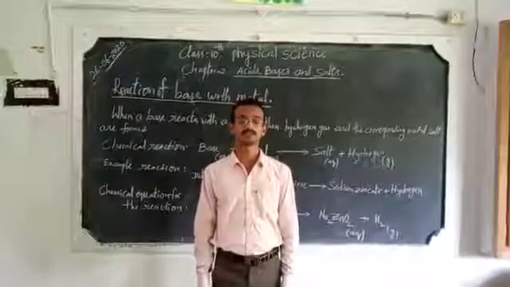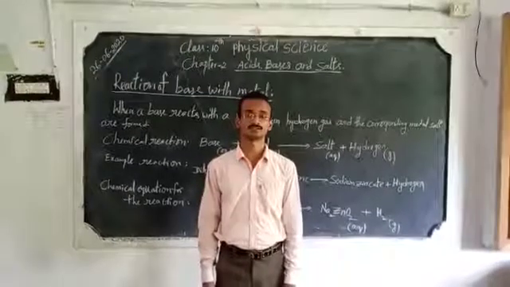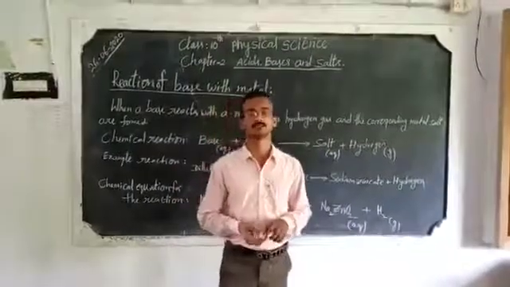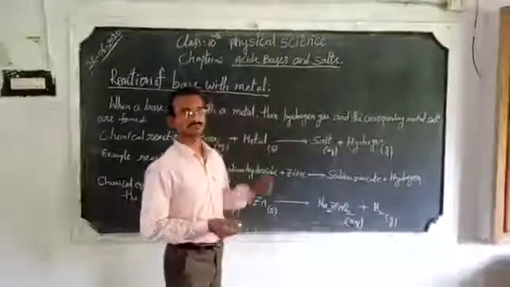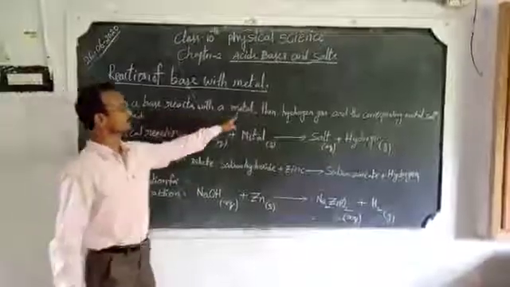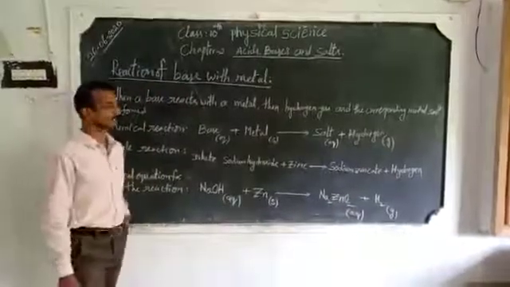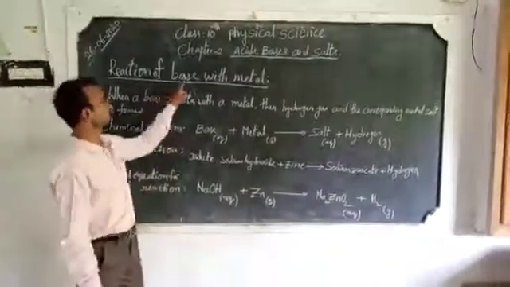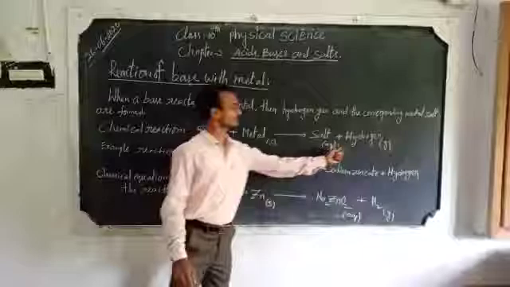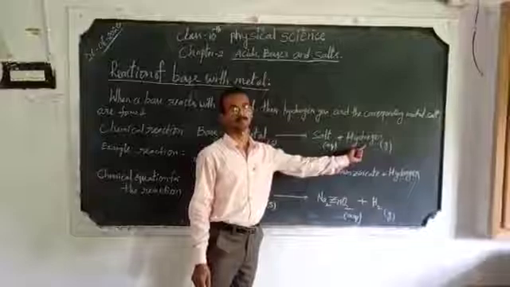Similarly, when a base reacts with metal, what are the products formed, we see now. As we saw in the lab activity, if you conduct the same activity using a base instead of an acid, we see this reaction. What happens here? When a base reacts with a metal, hydrogen gas and the corresponding metal salt are formed. Here also, in this reaction of a base with metal, the common product is hydrogen gas. Testing of hydrogen gas with a burning splinter gives a pop sound.